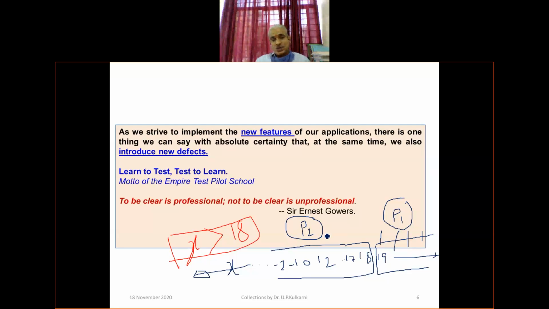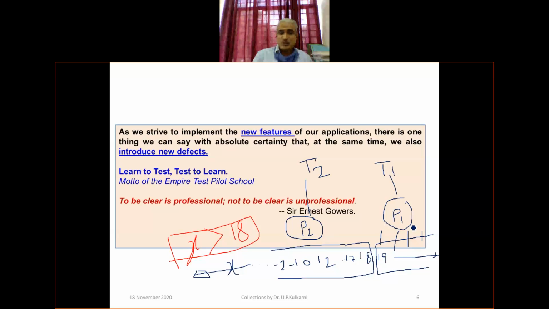We will do an in-depth discussion later. This is not sufficient, and it is not complete, but right now we'll assume it is sufficient for today's discussion. I'll take one input from this, any representative of partition P1, and one from the other. So how many test cases are there? I'll call this test case T1 and this test case T2.